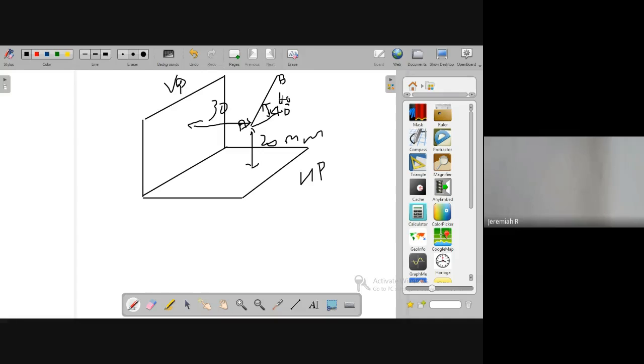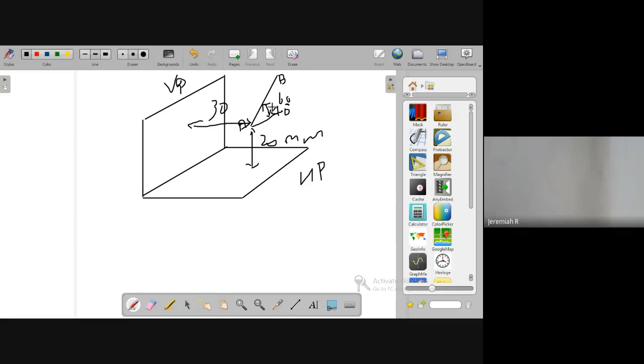What is given? The line length is 60 mm. The point A is 20 mm above HP. The same point A is 30 mm in front of VP. The line AB is inclined at 40 degrees to HP. So this is the final line position.